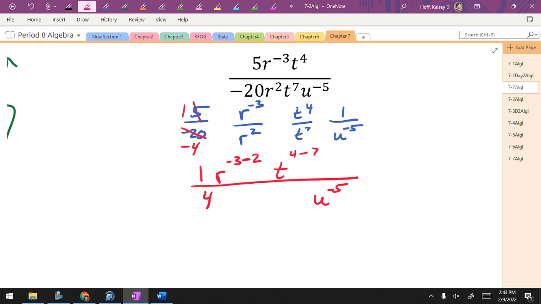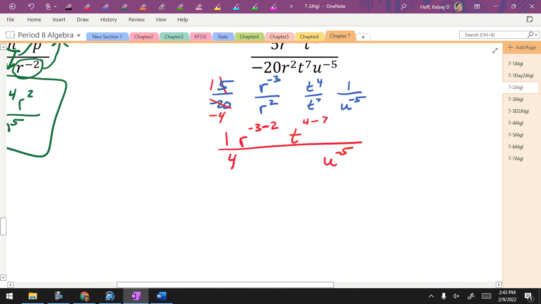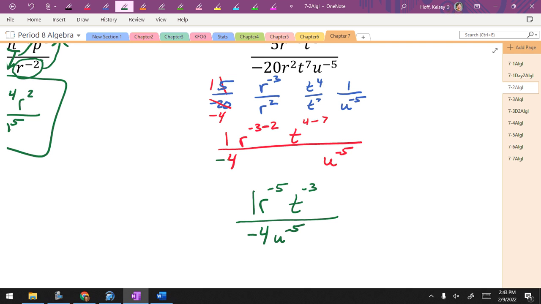Okay. So now let's simplify this. Negative 3 minus 2, negative 5. t, 4 minus 7, negative 3. There's a 1 in front of it. On the bottom, I have a 4 and a u to the negative 5th. Negative 4. You're absolutely correct. I was just making sure you guys are paying attention. Can I walk away from this?